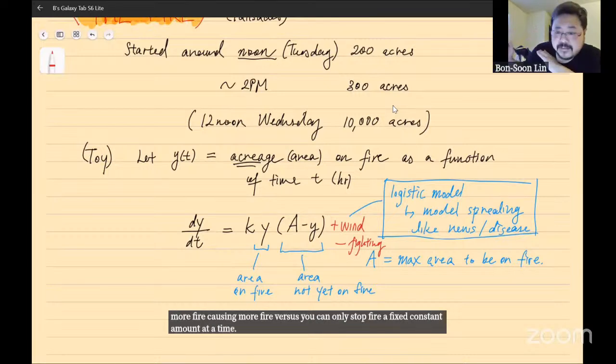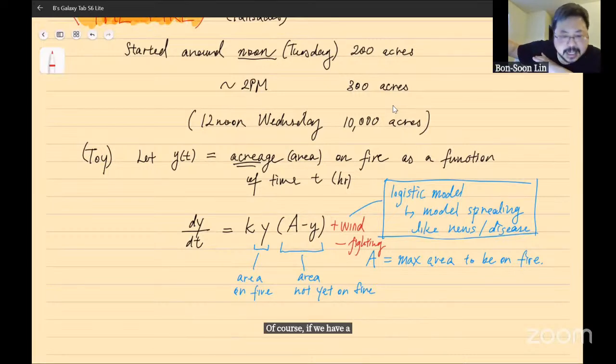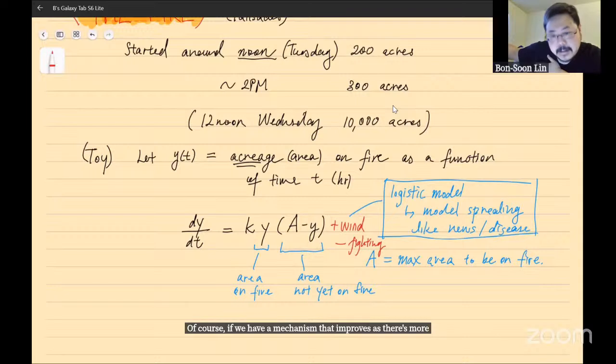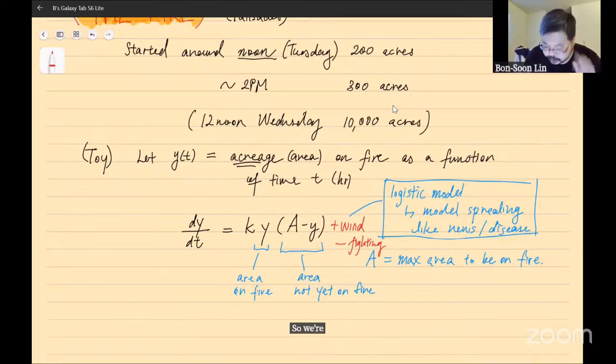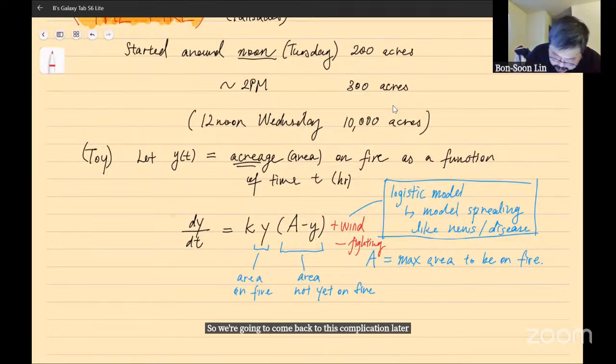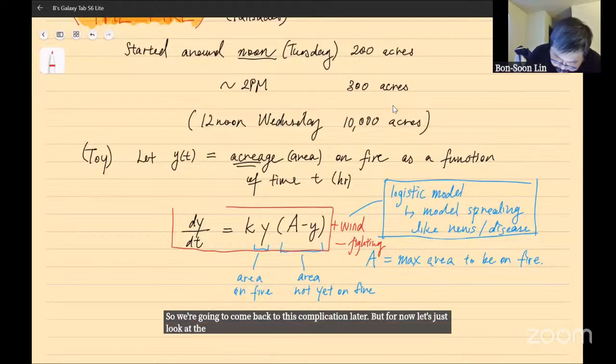Of course, if we have a mechanism that improves as there's more fire, maybe that's good, but typically this is a constant. So we're going to come back to this complication later, but for now, let's just look at the simplified version without wind and fire, okay? Let's look at this version, okay?